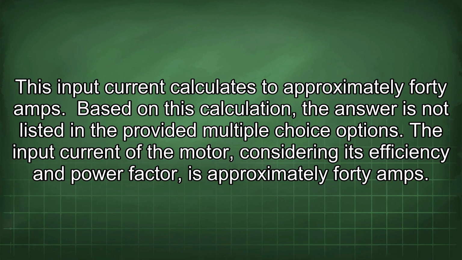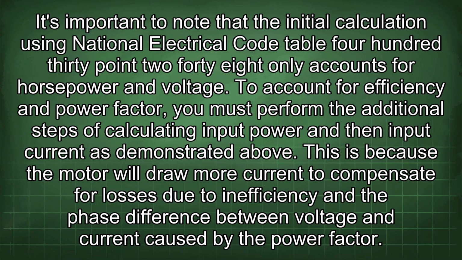Based on this calculation, the answer is not listed in the provided multiple choice options. The input current of the motor, considering its efficiency and power factor, is approximately 40 amps. It's important to note that the initial calculation using National Electrical Code Table 430.248 only accounts for horsepower and voltage.